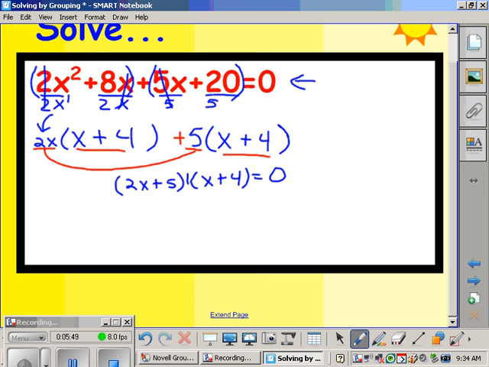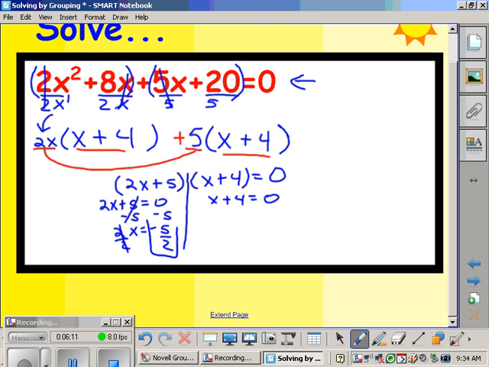Okay, and we're going to create two equations. So we'll have 2x plus 5 equals 0, and x plus 4 equals 0. Then we're going to solve these equations to find the x-intercepts of the graph of this equation. So 0 minus 5 is negative 5. When we divide by 2, our first x-intercept is negative 5 halves, or negative 2.5.